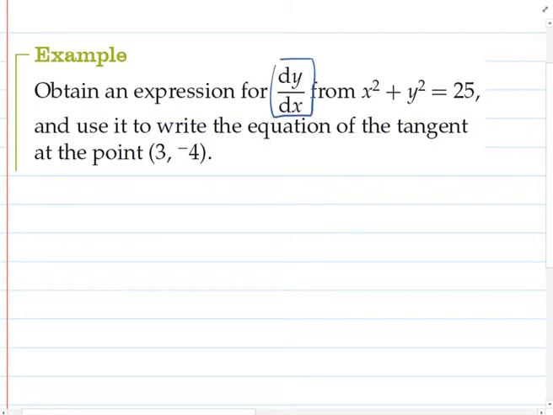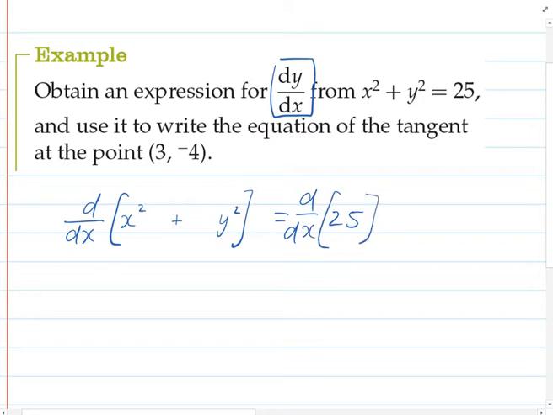So let's focus on dy by dx for now, and I'll start by writing out our expression: x squared plus y squared equals 25. What we're going to do when we differentiate this equation is write d by dx on both sides. And what that says is we're differentiating with respect to x. It is important with respect to what we are differentiating.